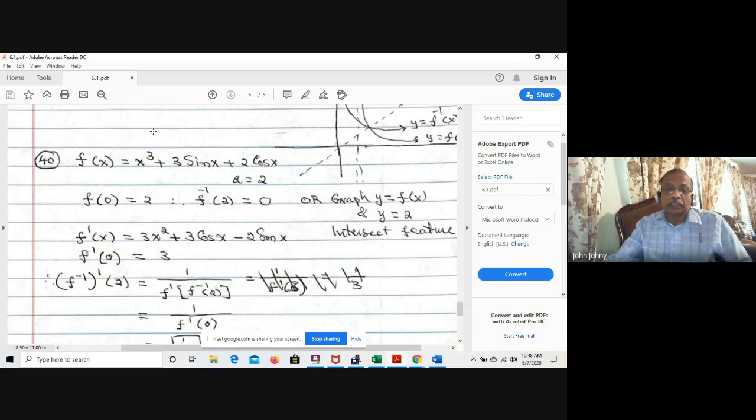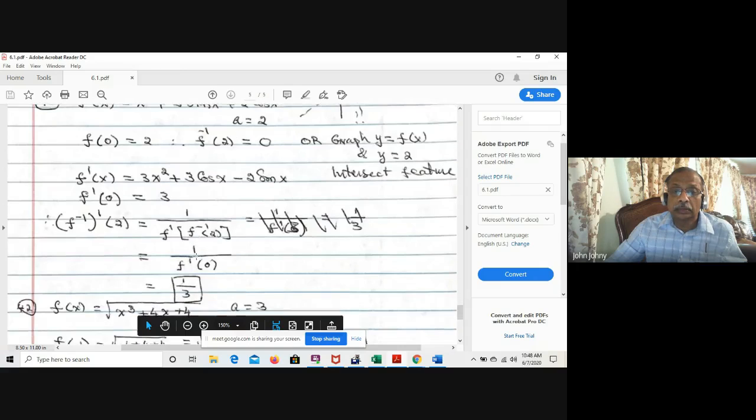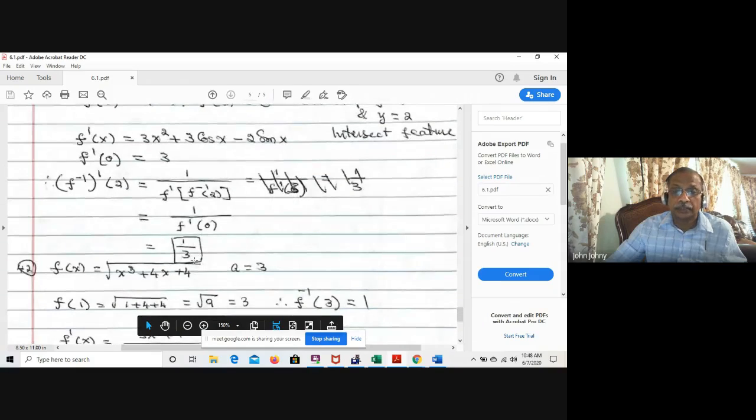Now you differentiate. f prime of x is equal to derivative of x cubed is 3x squared plus 3 times cos x plus 2 times derivative of cos x, which is negative sin x. So 3x squared plus 3 cos x minus 2 sin x. Now substitute 0 here because f inverse of 2 is 0. So that is equal to 3, and therefore f inverse prime of 2 is equal to 1 over 3. That is it.